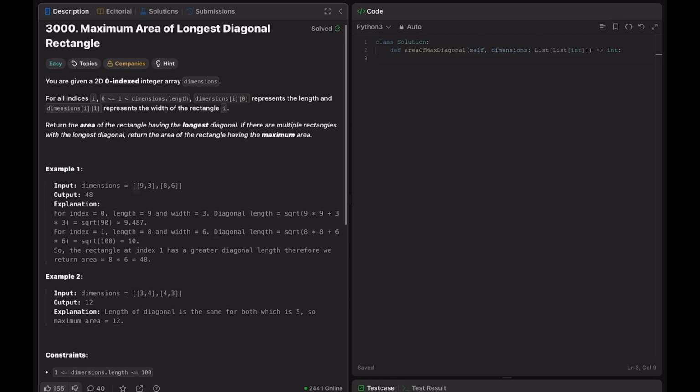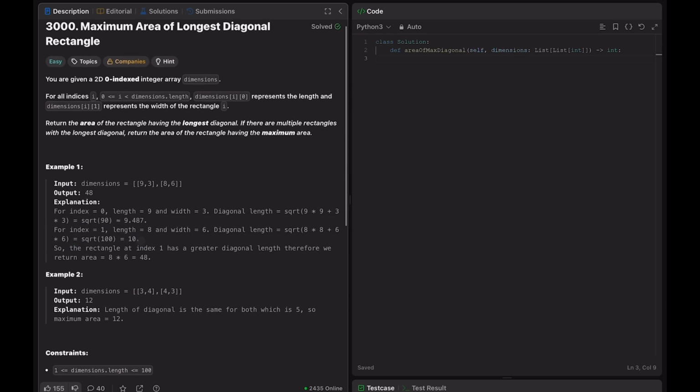Here they have given you the dimensions 9, 3 and 8, 6. First we have to find the diagonal length. The diagonal length formula is the square root of L square plus B square. The square root of 90 gives 9.4. Then for 8, 6 the diagonal length is 10. 10 is greater than 9.4, so we have to return that area, 8 times 6, which is 48. I hope this makes sense.